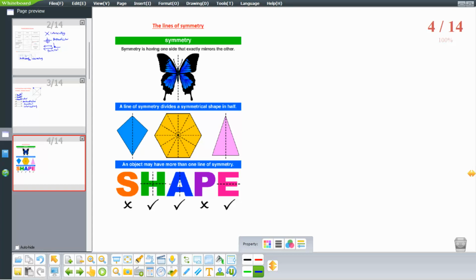Here, letter S hasn't a line of symmetry. Letter H has two lines of symmetry. Letter A has one line of symmetry. Letter P hasn't a line of symmetry. Letter E has one line of symmetry.